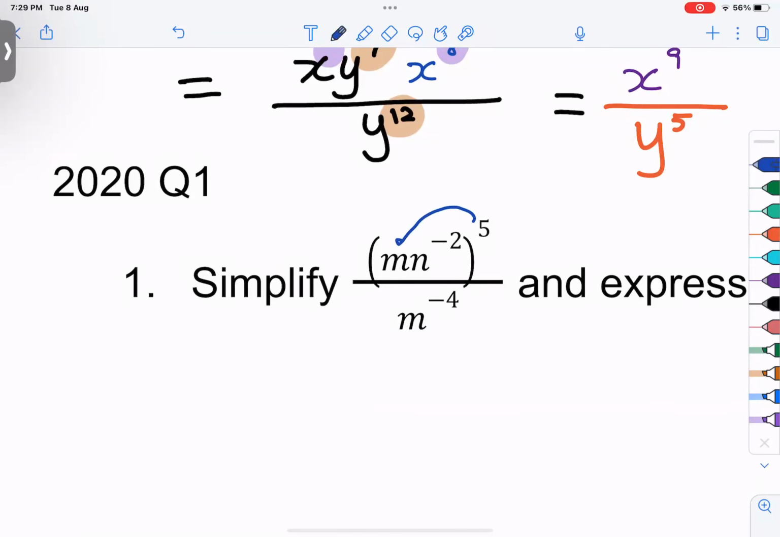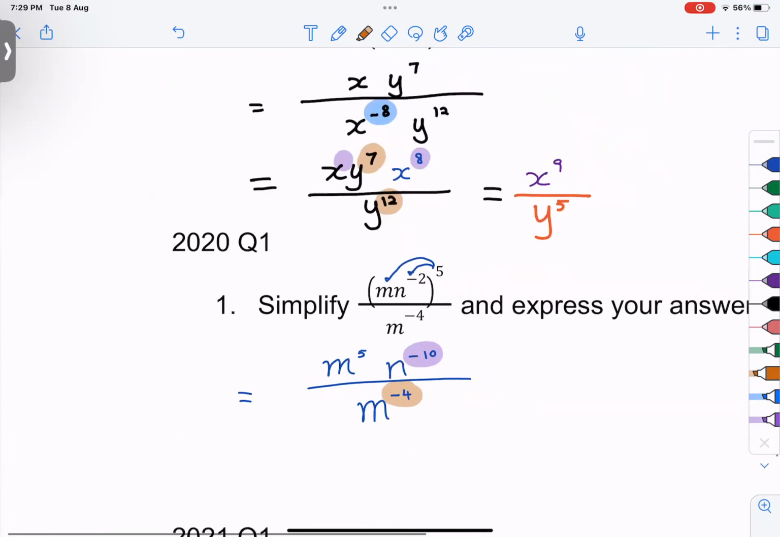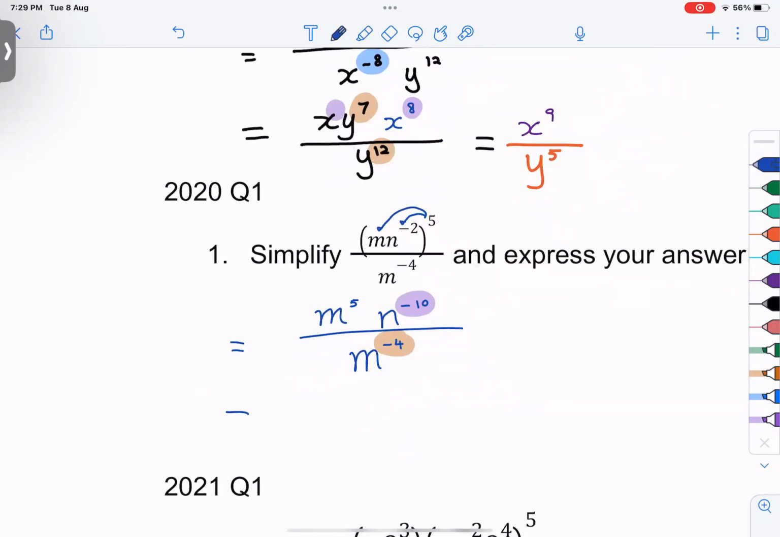Power goes in, power goes in. So m^5 and -10 and -4. Negative powers, switch the places. And then if they are on the same stages, add up the powers.